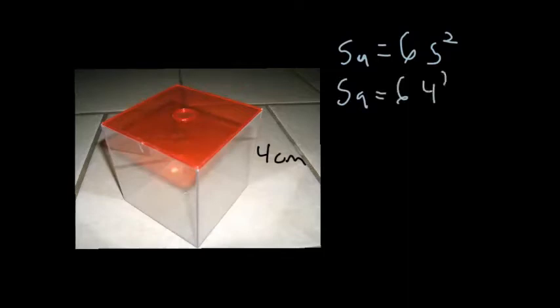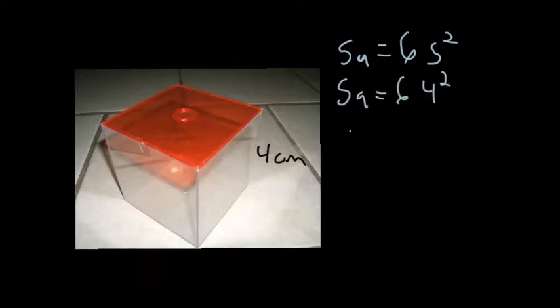Alright, so now we have a cube. So the surface area of a cube is going to equal 6, because there's 6 sides of a cube, times your side squared. So that's just finding the area of a side, since I have 6 identical sides, we just multiply it by 6. So surface area equals 6 times 4 squared.